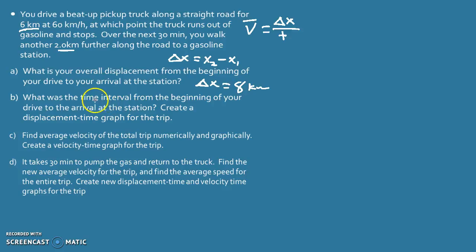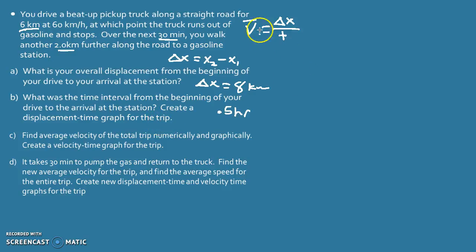Okay, then it asks for the time interval from the beginning of your drive to the arrival at the station. Well, it says that we walked for 30 minutes, so we'll say it's 0.5 hours. We also have to figure out how long we drove during that first interval. How long were we driving during that first interval? Go ahead and figure that out.